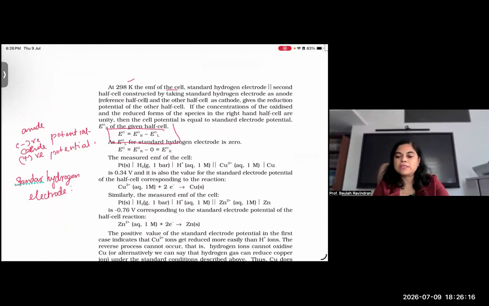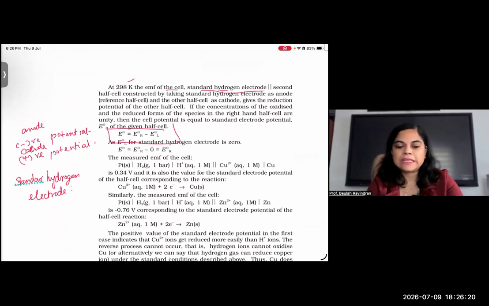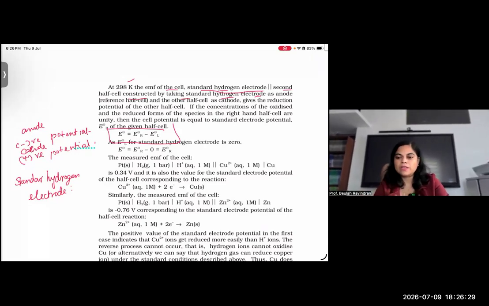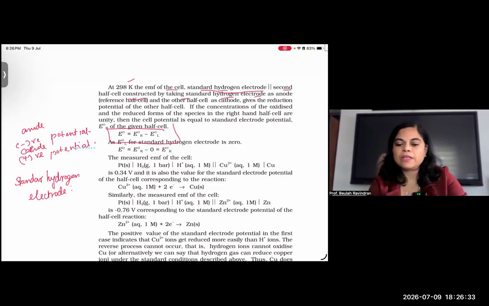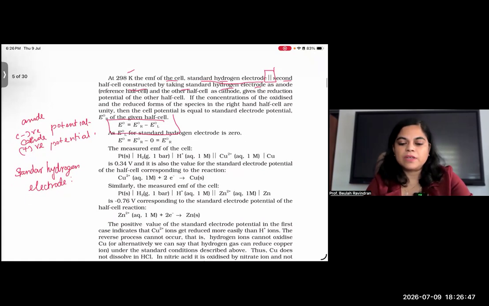The EMF of the cell, standard hydrogen electrode. The second half cell is constructed by taking the standard hydrogen electrode as anode. That is, we are taking one half cell as anode and another half cell as cathode. The two vertical straight lines represent the salt bridge. There is an acidic solution also present. Then it gives the reduction potential of the other half.